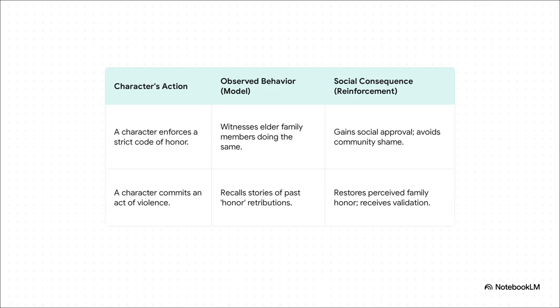Take the first example. A character enforces a super strict code of honor. Where did they learn that? Well, they observed their elders doing the exact same thing for years. And what's the payoff? The motivation? They get a huge thumbs up from the community, and crucially, they avoid being shamed. It perfectly shows the theory in action within the story.